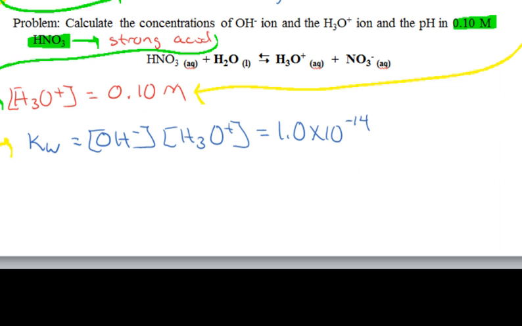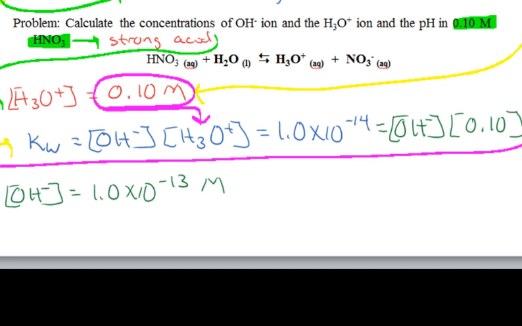The Kw expression can be used to solve for the hydroxide ion concentration because you already know the hydronium ion concentration. Go ahead and pause the video and solve for the hydroxide ion concentration. When you're ready to check your answer, unpause the video. Plug in the hydronium ion concentration. The hydroxide ion concentration equals 1 times 10 to the negative 13th molarity. Lastly, you're asked to solve for the pH.